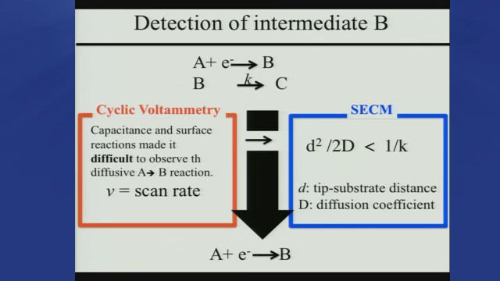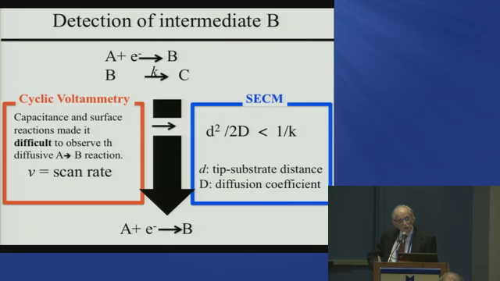However, if I do this by scanning electrochemical microscopy, and I'll discuss it very briefly in the next few slides, then things change, because in scanning electrochemical microscopy, I'm looking at steady state reactions. It's not a transient technique. I look at the limiting steady state current. So all capacitance effects, all surface reaction effects disappear. They're not relevant in SECM.